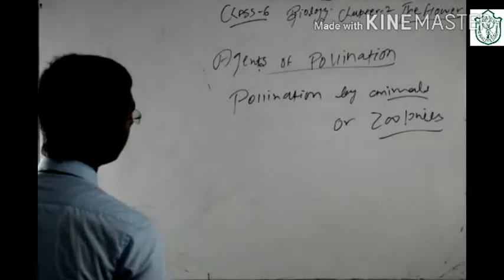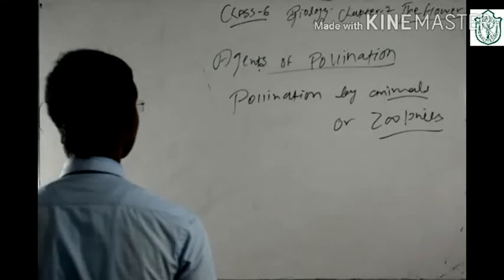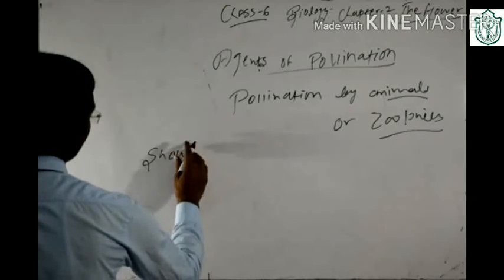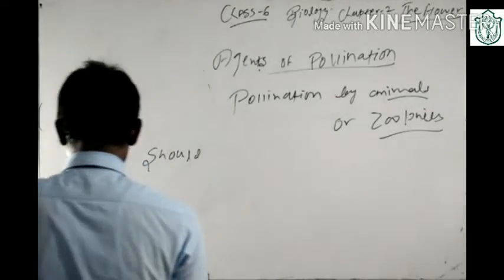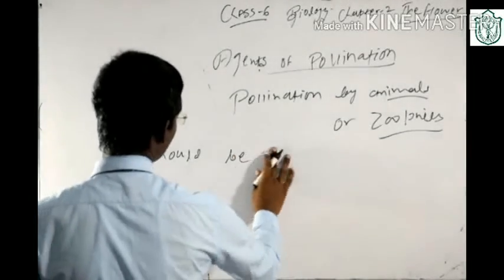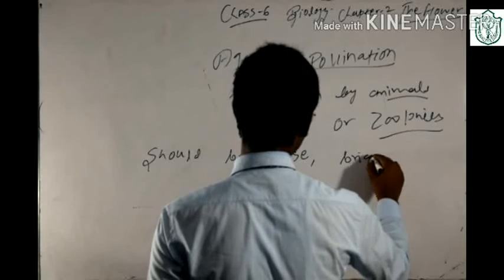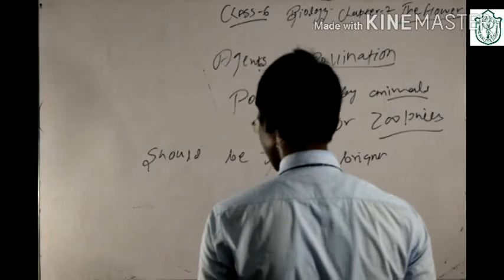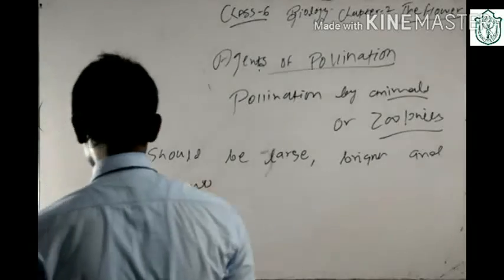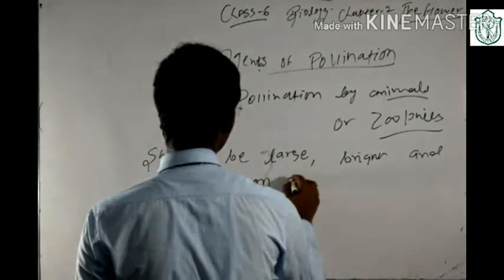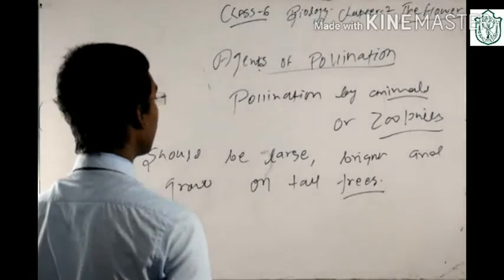So, the plant or tree which gets pollinated by the help of animals should be less bright, and grow on tall trees. It's distinct.